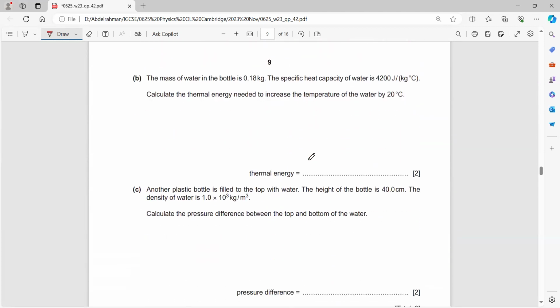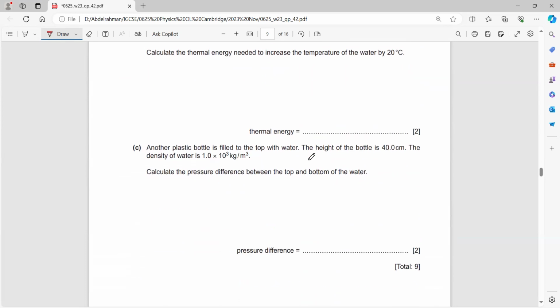The mass of the water in the bottle is 0.18 kilograms. Specific heat is 4,200. Calculate the thermal energy needed to increase the temperature by 20 degrees. What's the thermal energy? What's the equation we'll use? E is equal to mass times specific heat capacity times change in temperature.